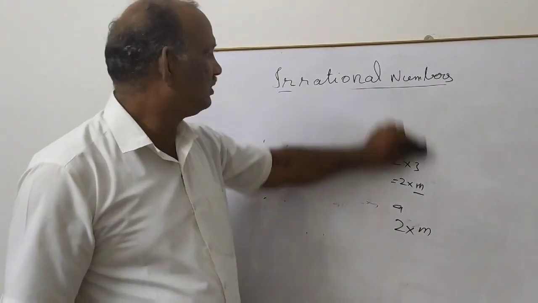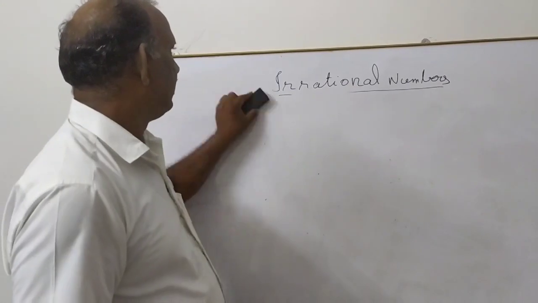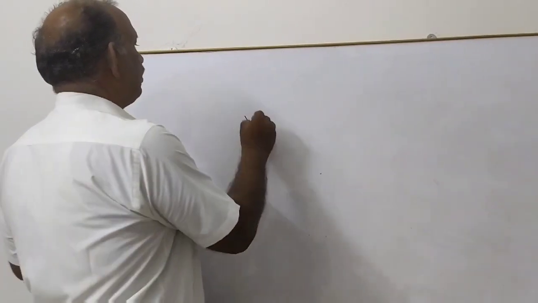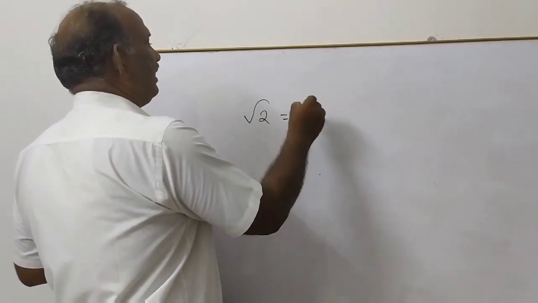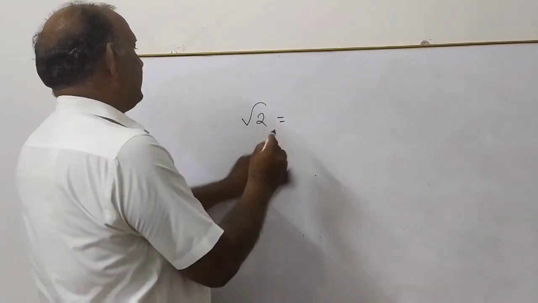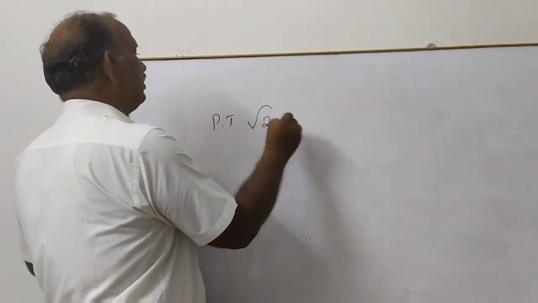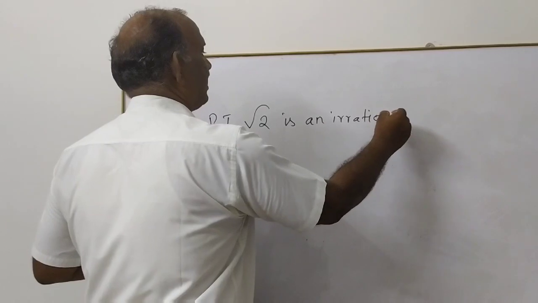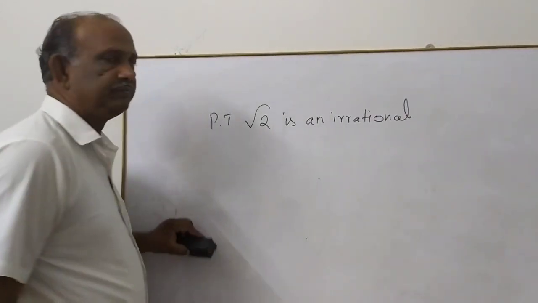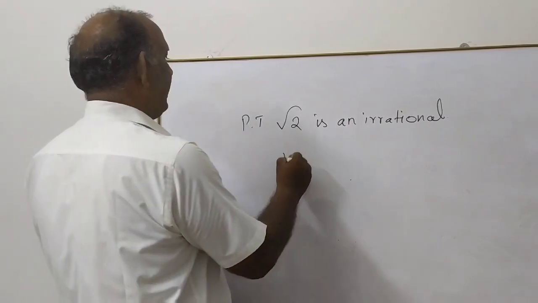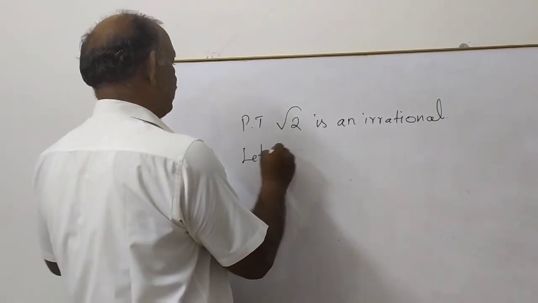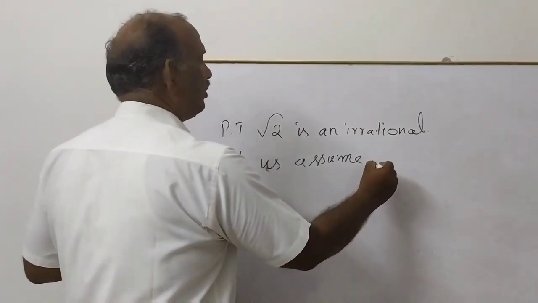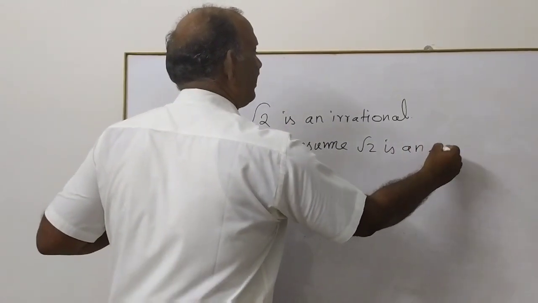Now next one, let us prove that root 2 is an irrational number. How to prove this? First let us assume, let us imagine, that root 2 is rational.